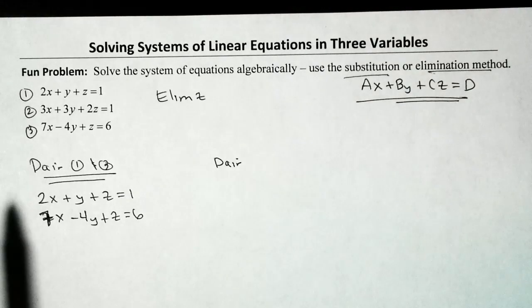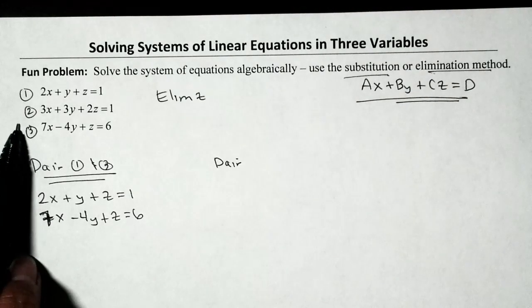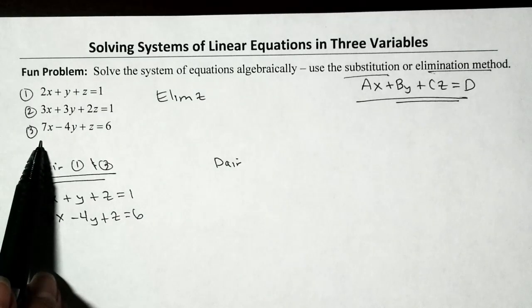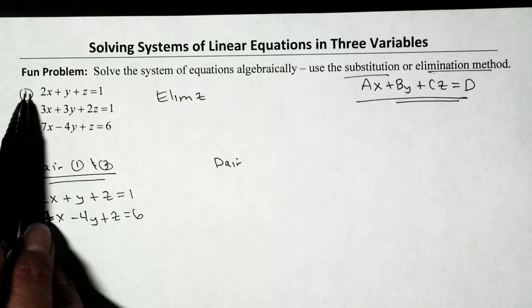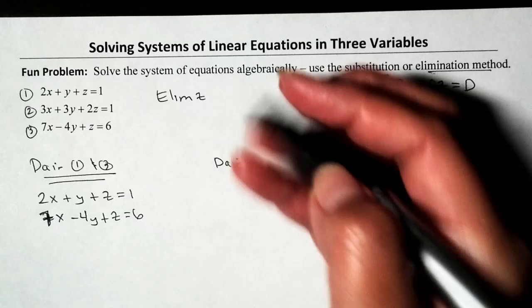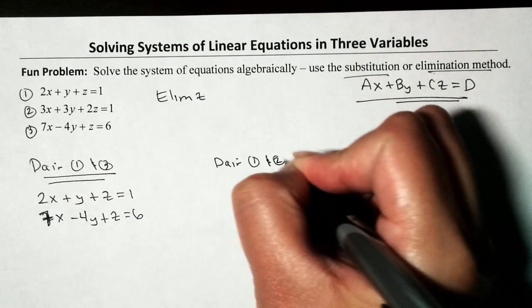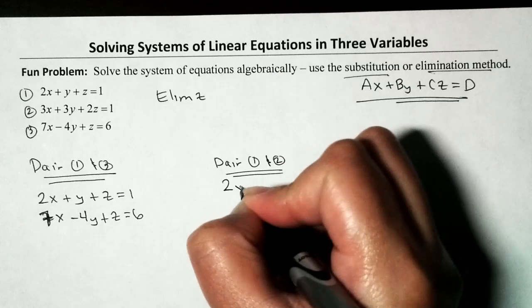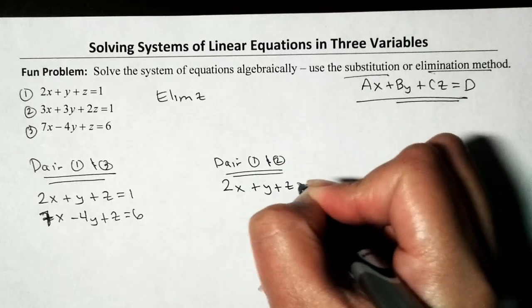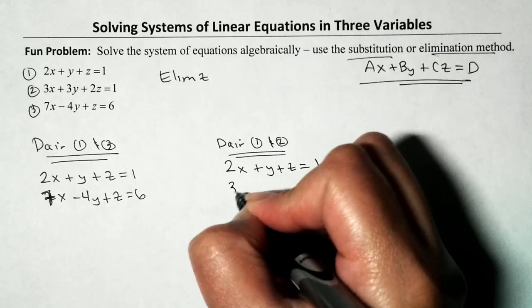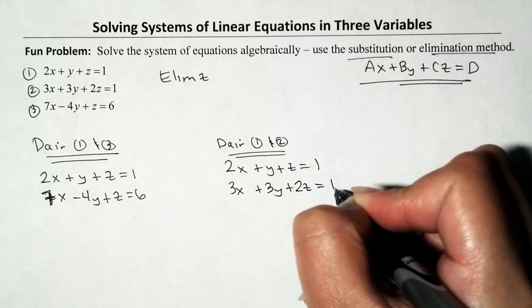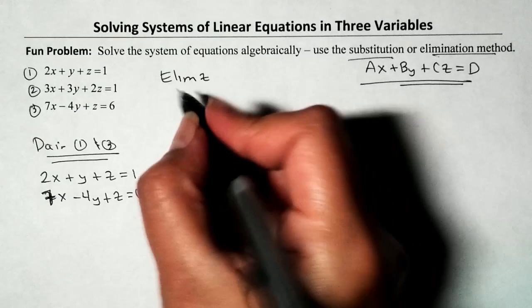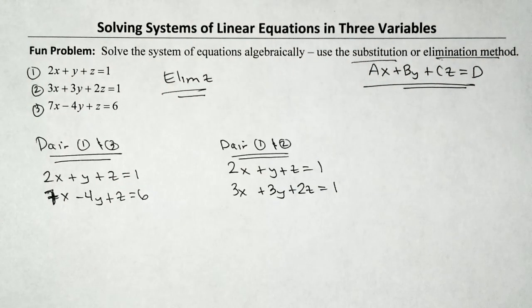Let's go ahead and use another pair. We already used equations 1 and 3, so for sure we're gonna have to use equation 2. Pair 2 with one of these 2 equations. I'm gonna pair it with 1 because the numbers seem to be a little bit smaller. So we're gonna pair 2 and 1, but I'll just put 1 and 2 just to make it easy on the eye. Okay, pair 1 and 2. So the equation 1 was 2x plus y plus z equals 1, and equation 2 was 3x plus 3y plus 2z equals 1.